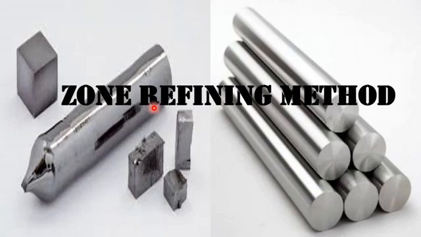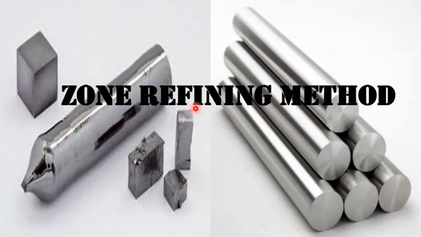The most commonly prepared single crystalline substrates by zone refining methods are silicon, boron, germanium, and indium. So dear student, please note that the zone refining method is based on the fact that impurities are more soluble than the pure metal in the melt.